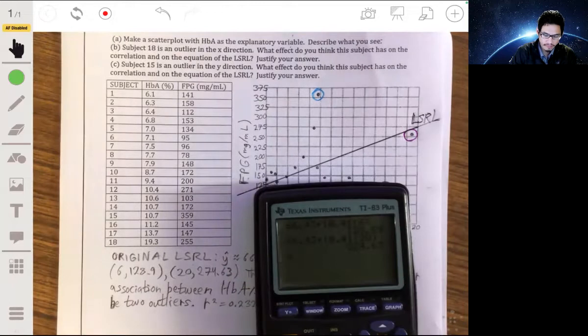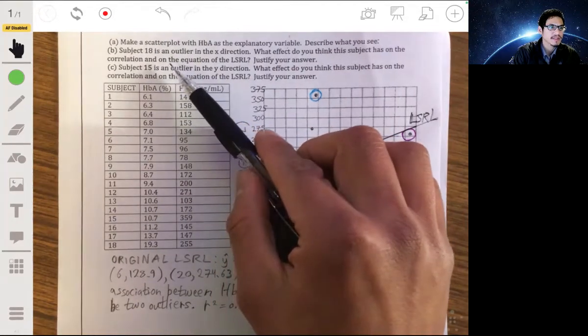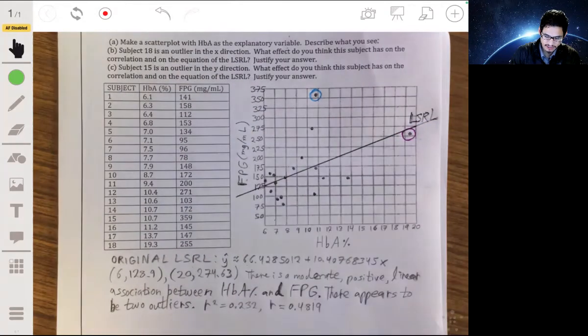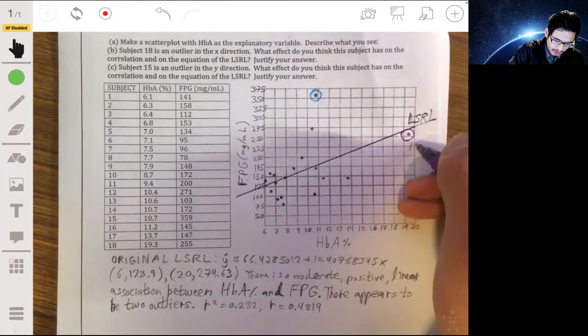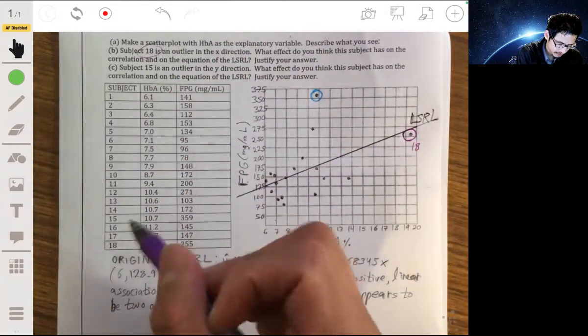In part B, we're going to focus on subject 18, which is the outlier in the X direction. This one over here, the one in purple. Subject 18.